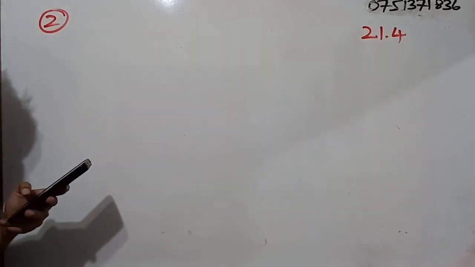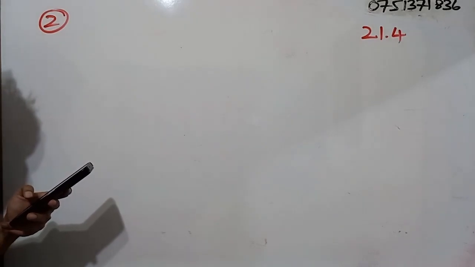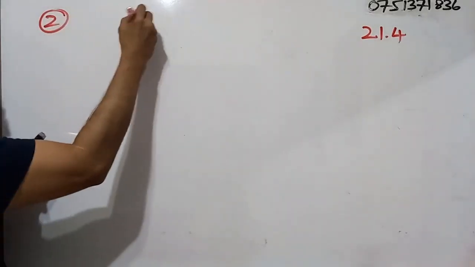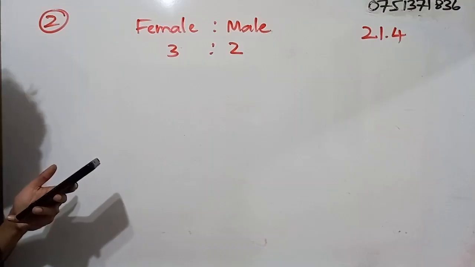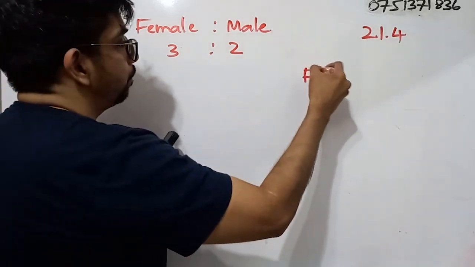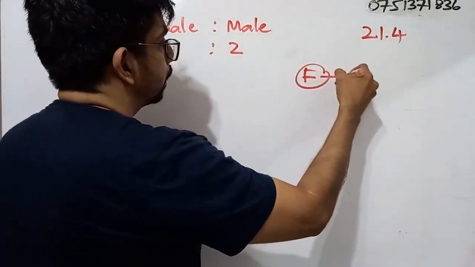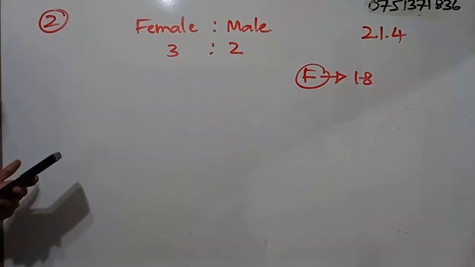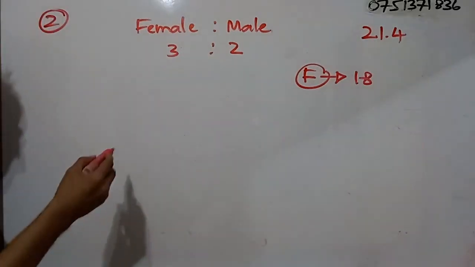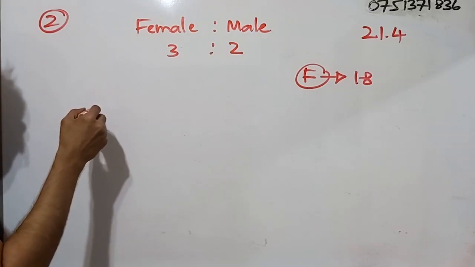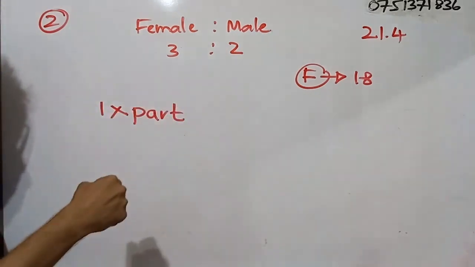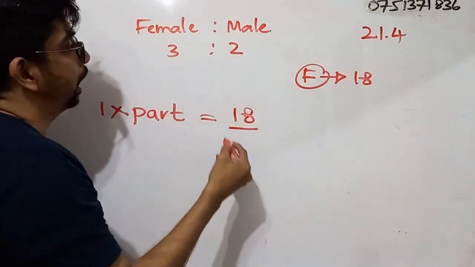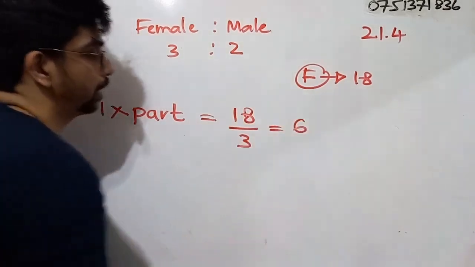Right, question number 2. The ratio of female workers to male workers in an office is 3 to 2, right? So female to male. If there are 18 female workers, so number of female workers are 18. Find the number of male workers, right? So just as before, here we can calculate what is equal to 1 part. 18, we have to divide it by 3. So we get what? 6.